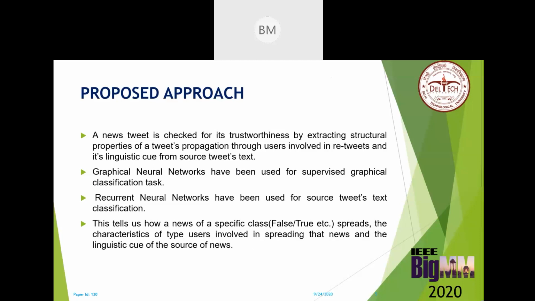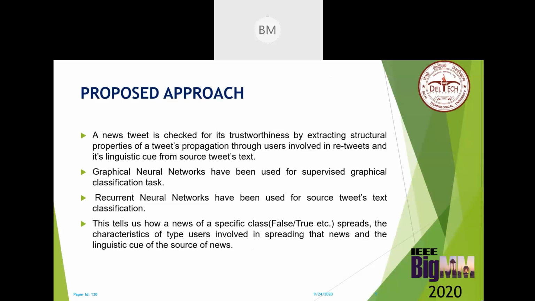The first one is graphical neural networks, which is a part of the geometric deep learning approach for supervised graphical classification, while the other one that we have used is recurrent neural networks along with word embeddings, transformer based word embeddings, for tweet text classification.